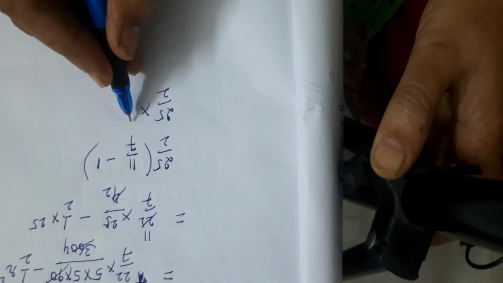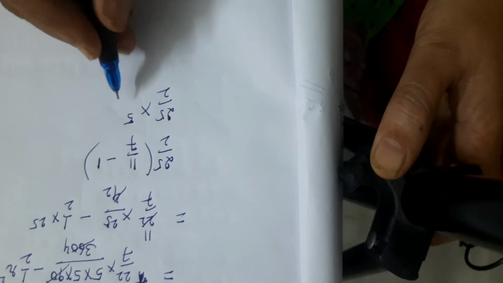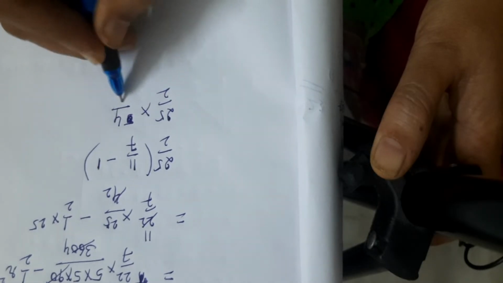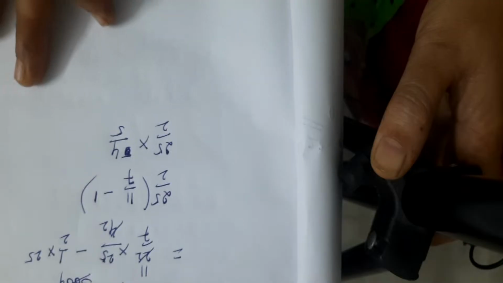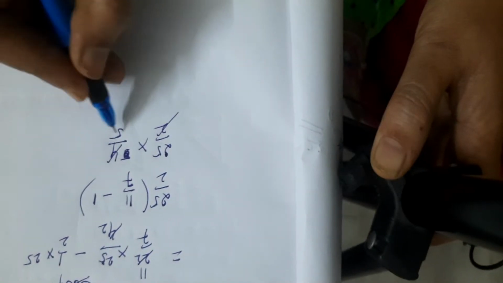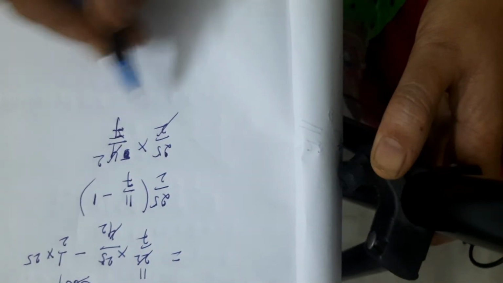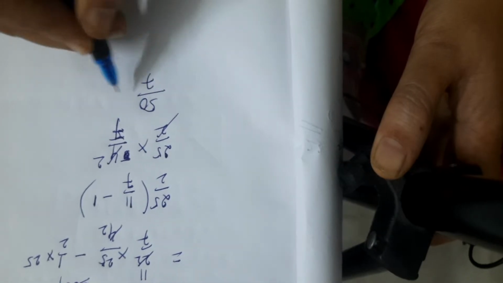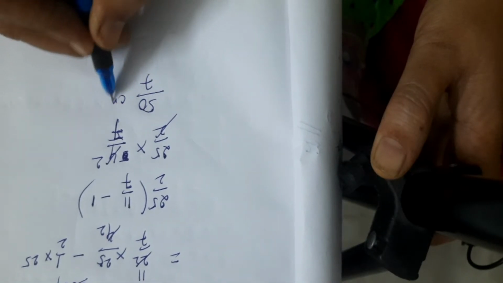11 minus 7, so it's 4 upon 7. So finally 50 upon 7 is the area of the minor segment.